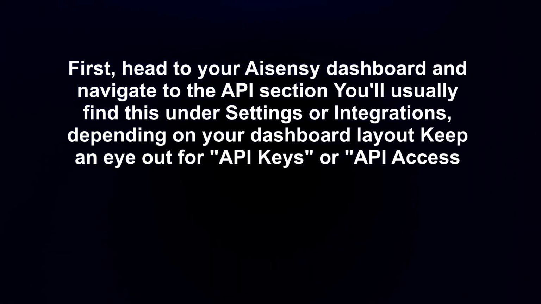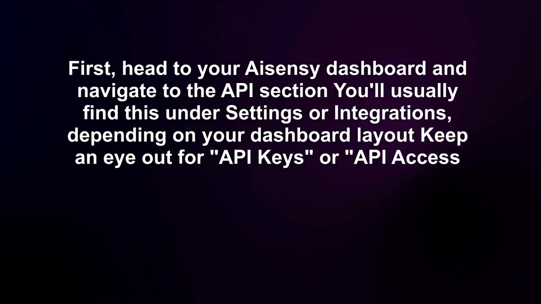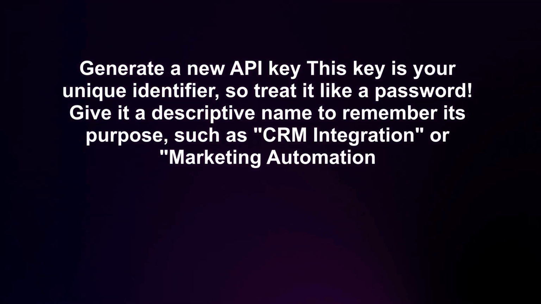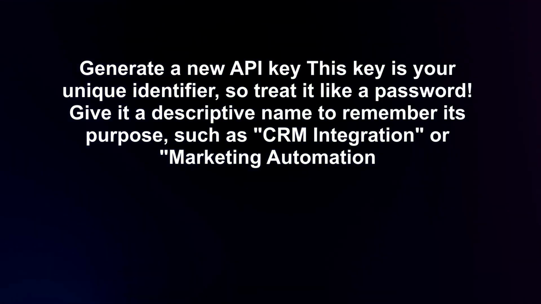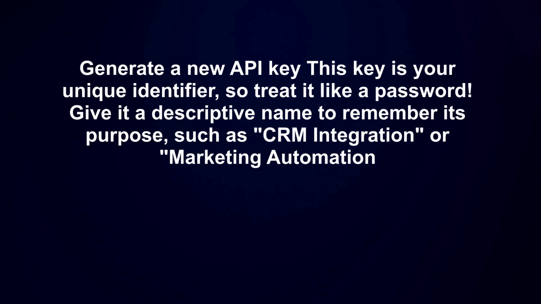You'll usually find this under Settings or Integrations. Depending on your dashboard layout, keep an eye out for API keys or API access. Generate a new API key. This key is your unique identifier, so treat it like a password. Give it a descriptive name to remember its purpose, such as CRM integration or marketing automation.